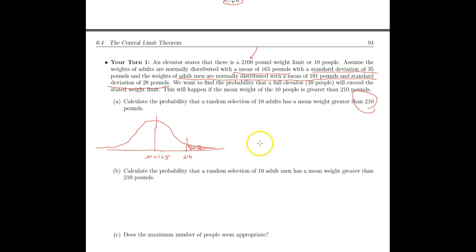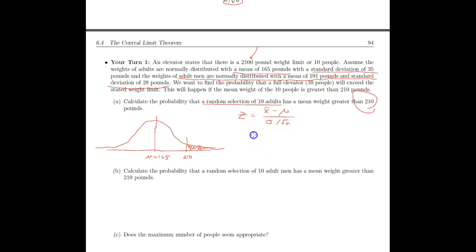Awesome. So what we need to do is find the z-score for this 210. So the z-score is going to be x minus mu over sigma. But the problem is that we're doing it for a random selection of 10 adults. So that's where the central limit theorem comes into play, because we have a sample mean we're looking at. So technically it should be x bar, because it's talking about a mean weight, a sample mean of 210, minus mu over sigma over root n.